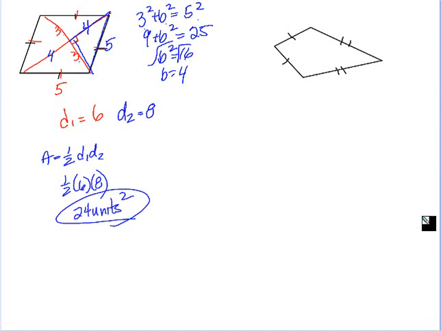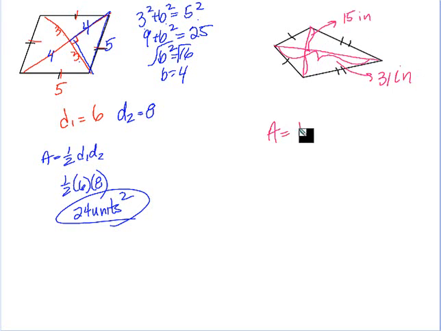And our last diagram here is a kite. And in this kite, we are told that whole length there is 15 inches. And this whole length here is 31 inches. So to find the area, we would do 1/2 diagonal 1 times diagonal 2. So 1/2 times 15 times 31. And we take 1/2 times 15 times 31, we end up getting 232.5 inches squared.